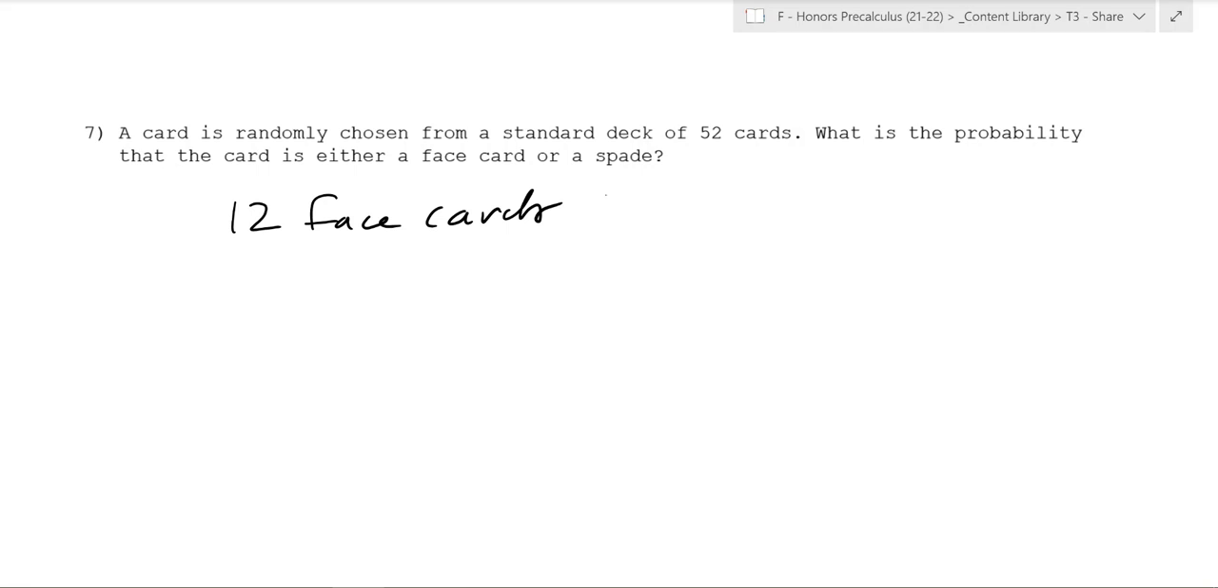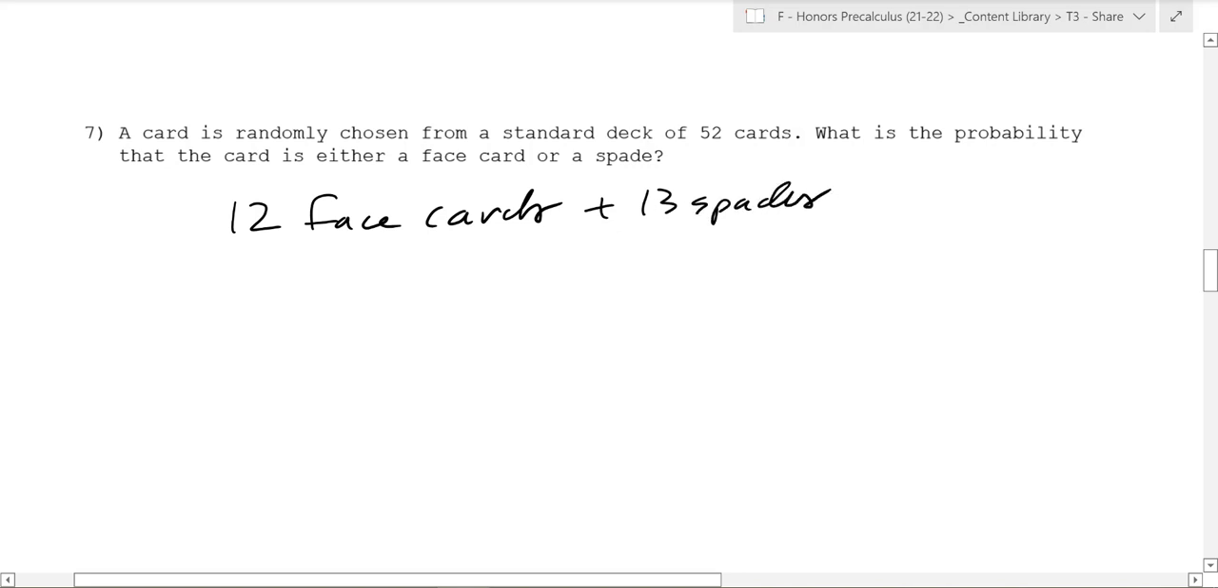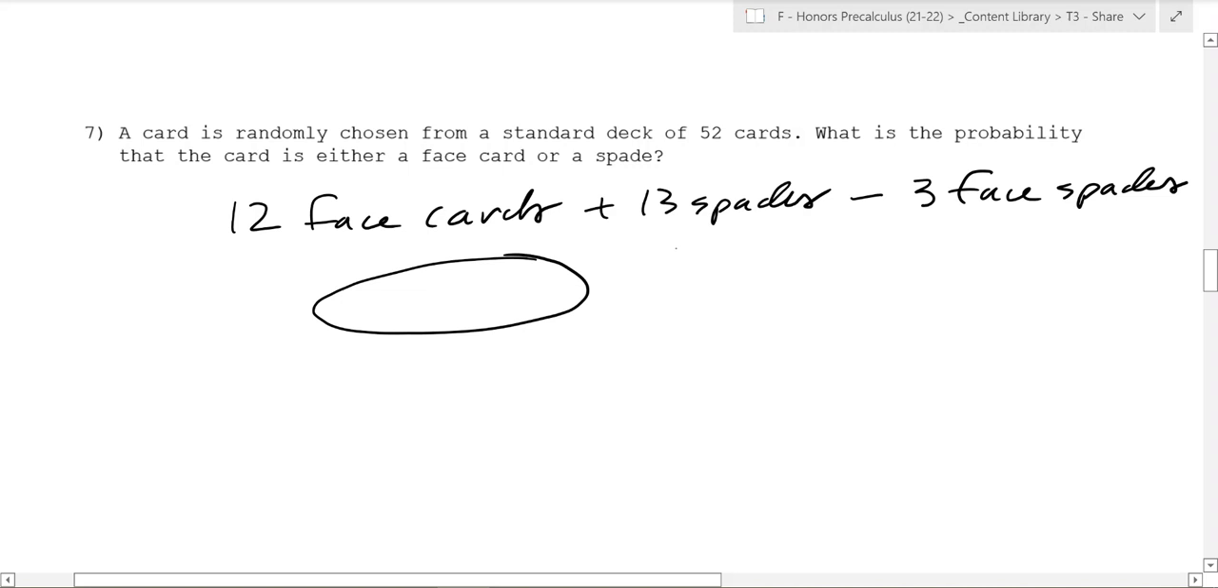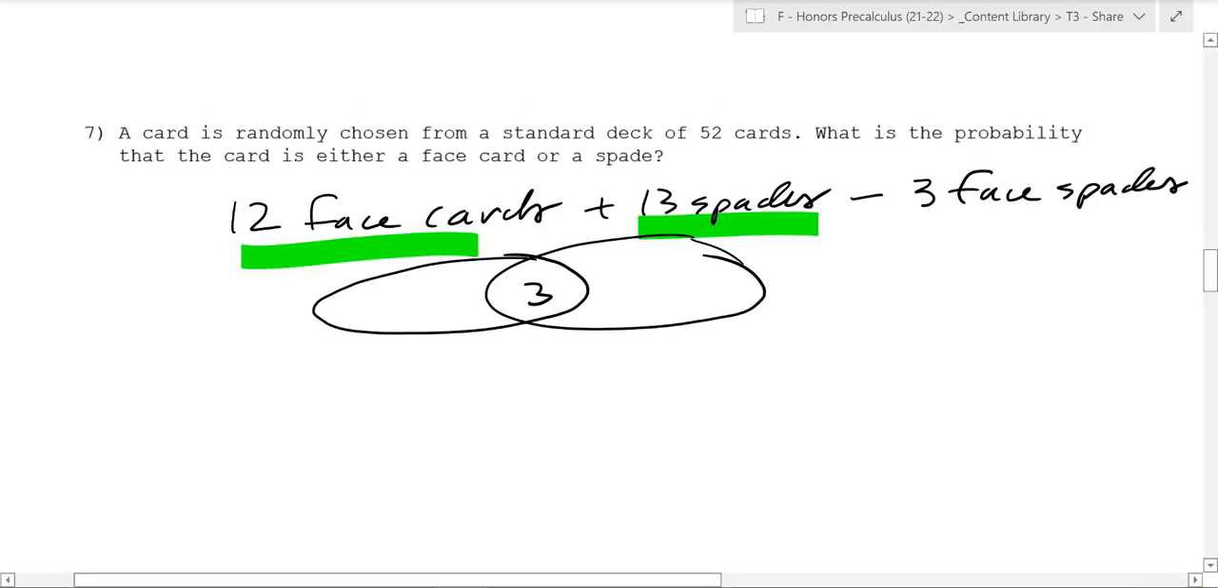And then how many spades are there? Or a spade. So it's 13 spades right here. 13 spades. But the thing is, this overlaps because there are 3 face spade cards. What that means is, in this set here, there's 12 face cards and there's 13 spades. Well, there's 3 of them in this set. So then there's that overlap. So you double count them if you were to add together just 12 and 13. So if you do 12 plus 13, you get 25. You have to take away 3 and you get 22.